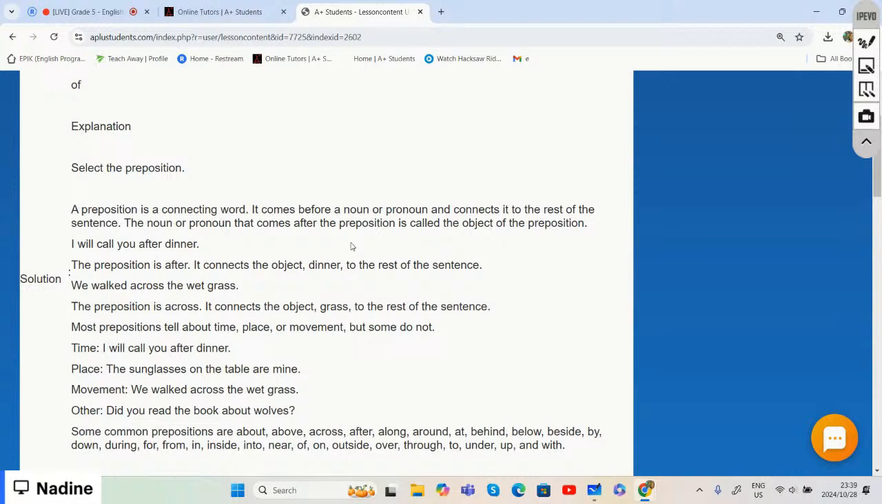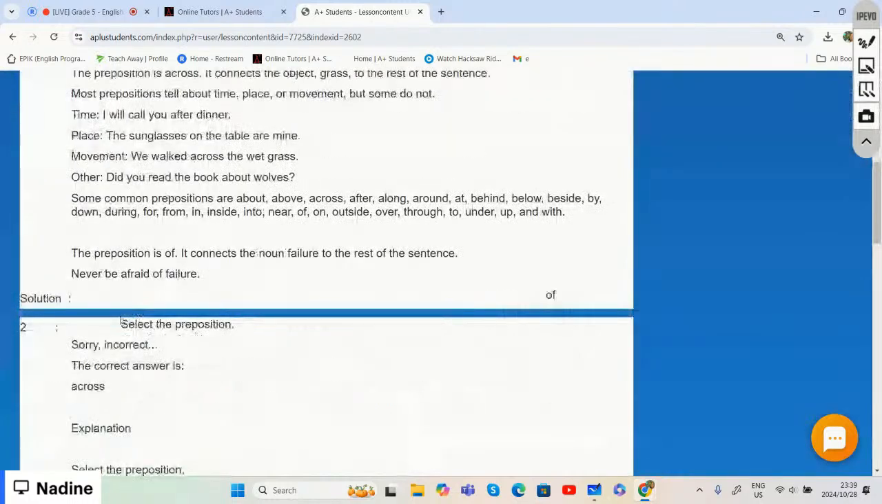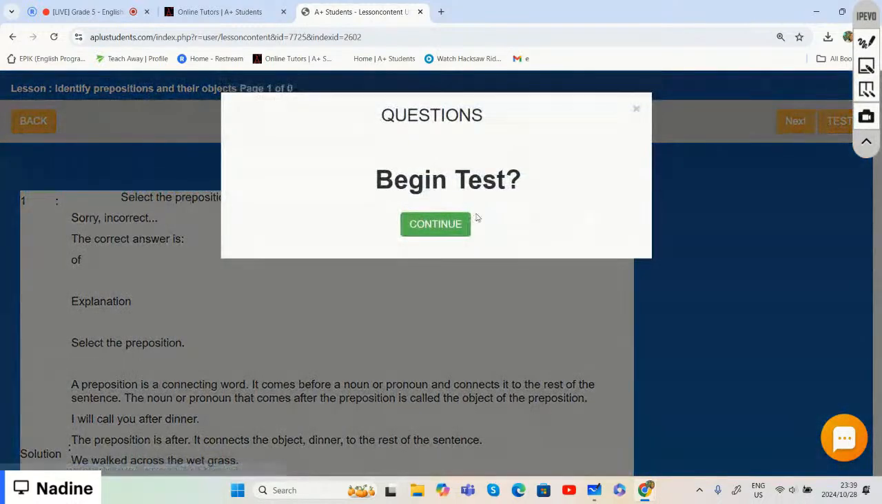We need to select the preposition. We say that when it comes to prepositions, the word that comes before the noun, we call that the preposition. The word that comes after the preposition is the object of preposition. All right, so now we're going to our test.